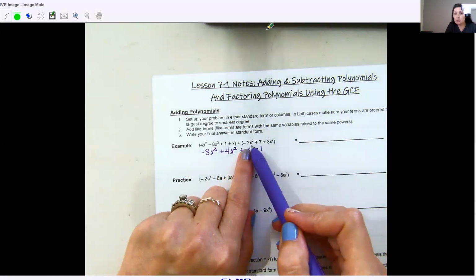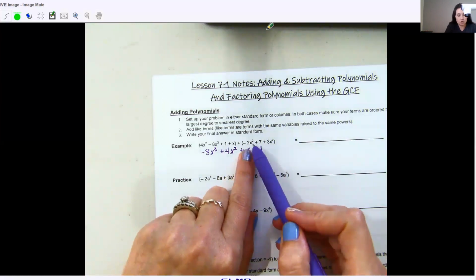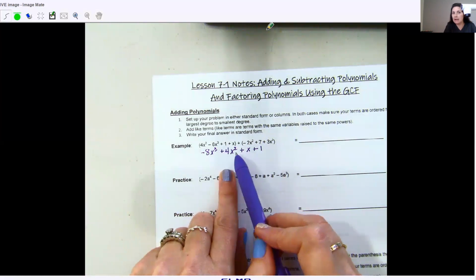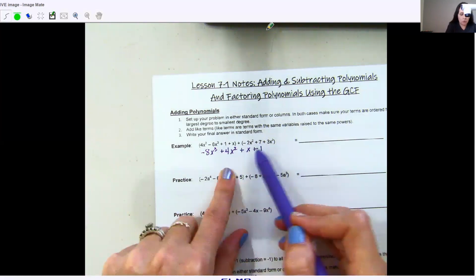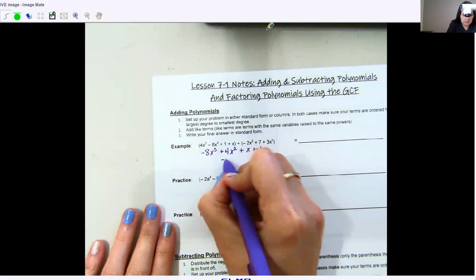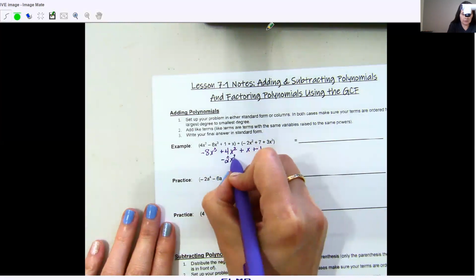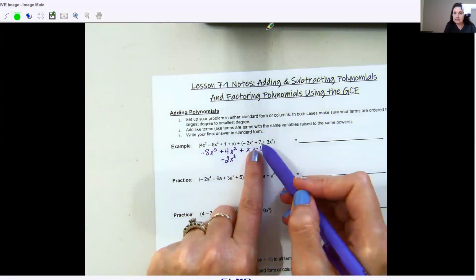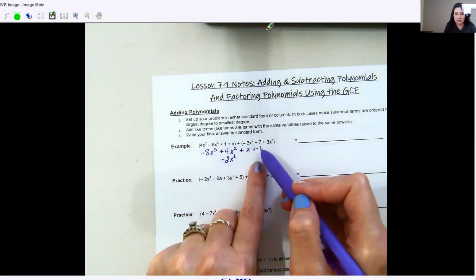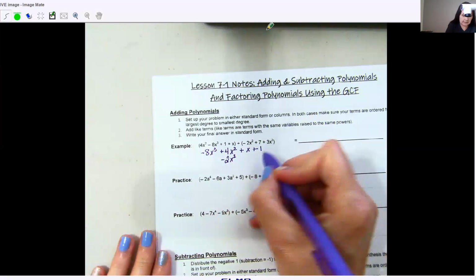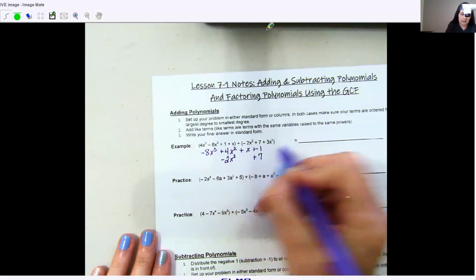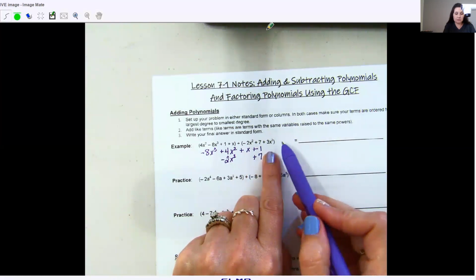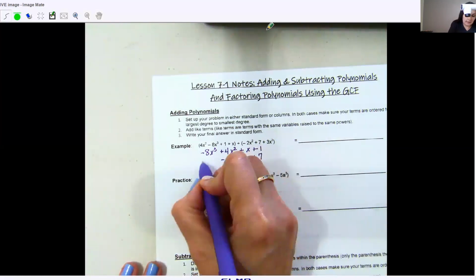Well, I have a negative 2x squared right here. So I'm going to put it under the 4x squared. Those would be like terms. I can combine those. So I put minus 2x squared. Then I have a positive 7. This is at 0 degrees, so I put it under my term with the 0 degree, so plus 7. And then I have a positive 3x cubed, so I will put that under negative 8x cubed.